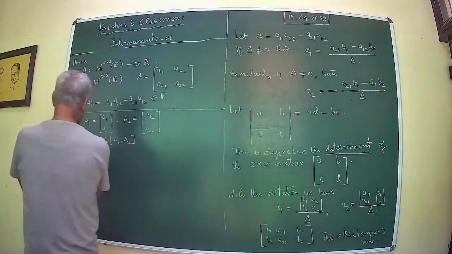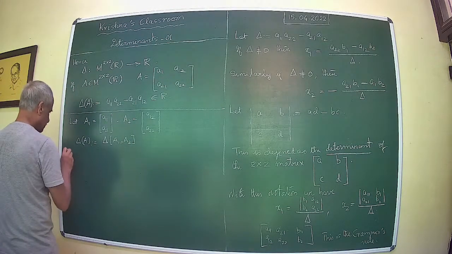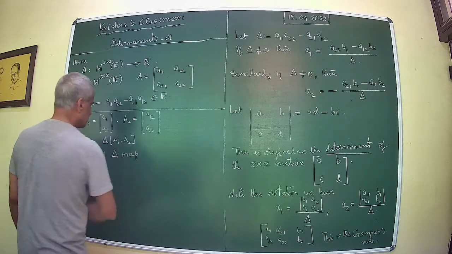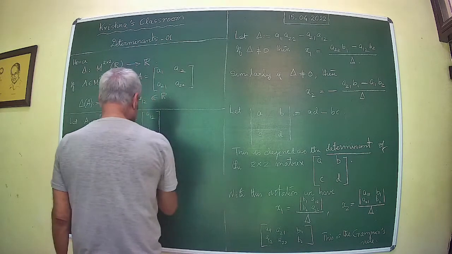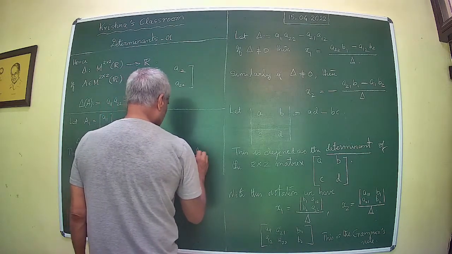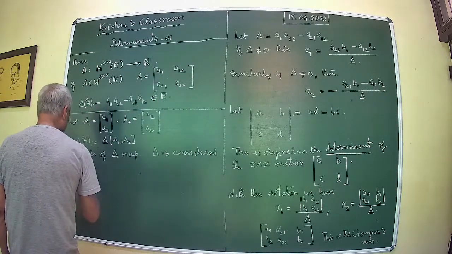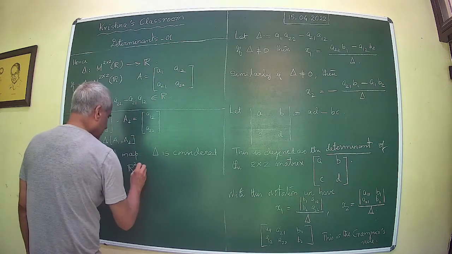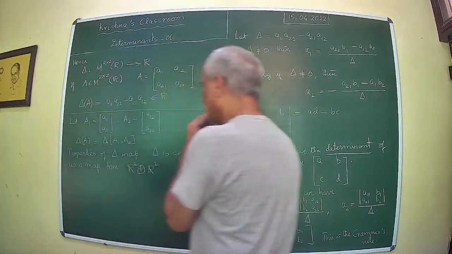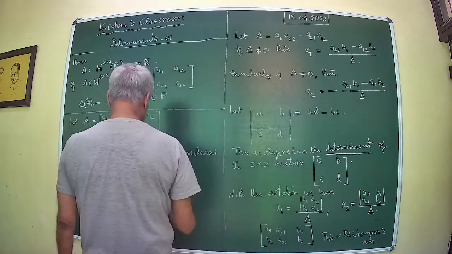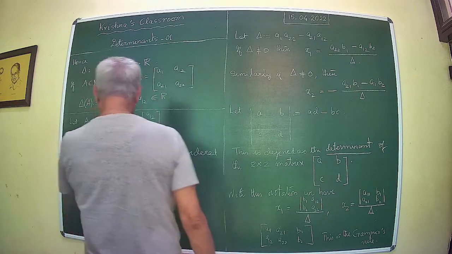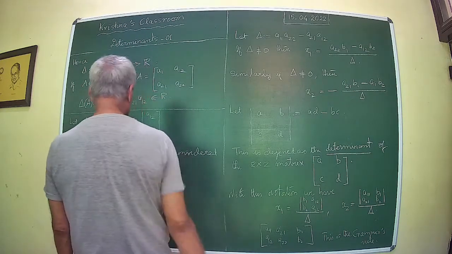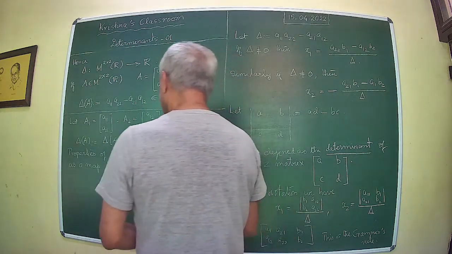Now one observes the following properties. Now you see, this can be considered as, now delta is considered as a map from R2 plus R2, or you can even write this, okay, this is better, R2 direct sum R2 to R.